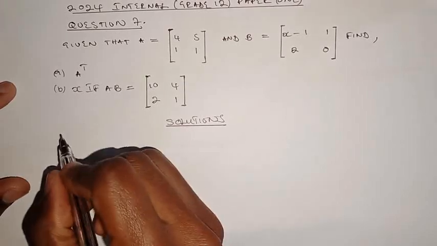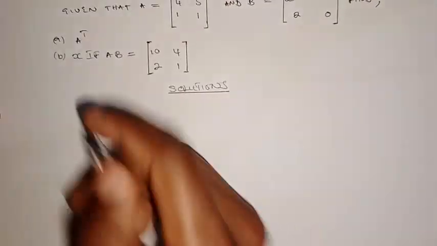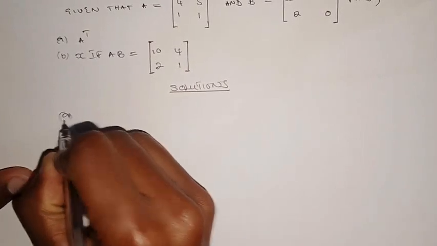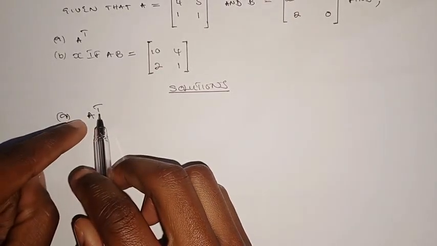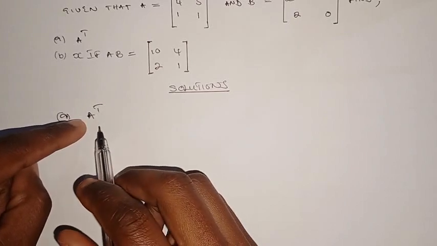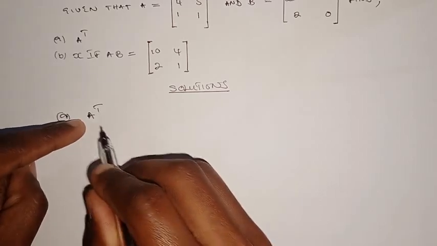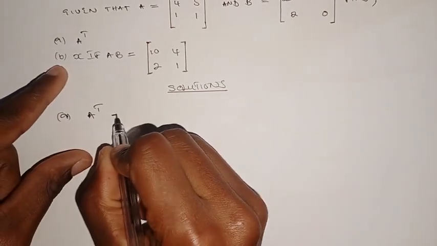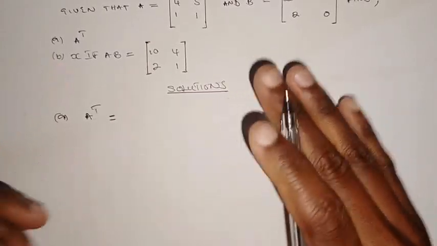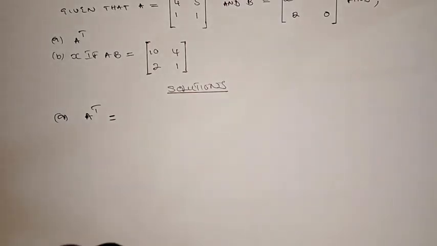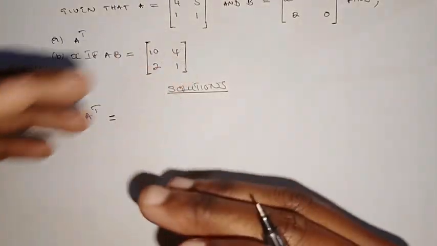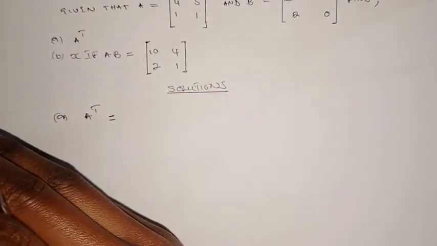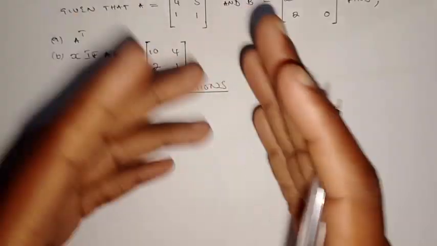So question A says what? A says find A transpose. So when you see that T on top of a letter, it means that we are finding the transpose of the given matrix, in this case matrix A. So we need to transpose matrix A. For those of you that do not know what to transpose a matrix is, I'm going to briefly explain to you. To transpose a matrix means that we interchange the rows with the columns. So essentially the rows become the columns.